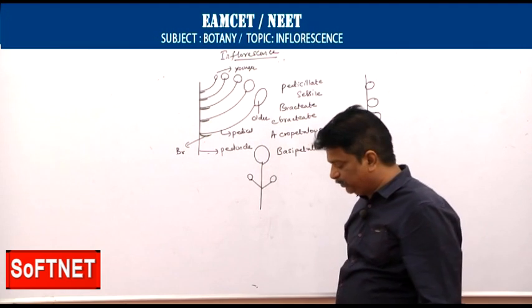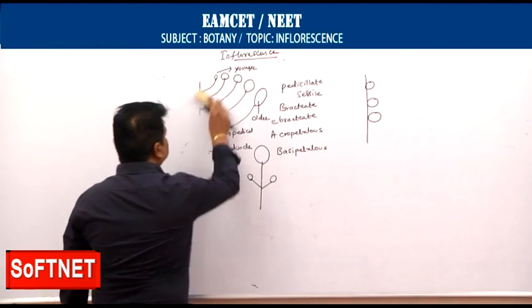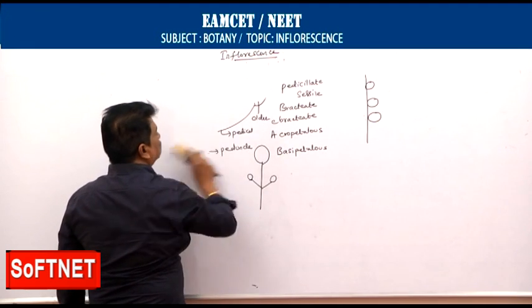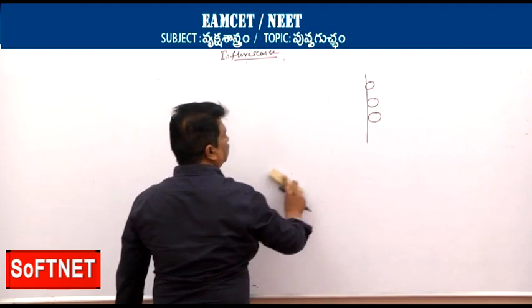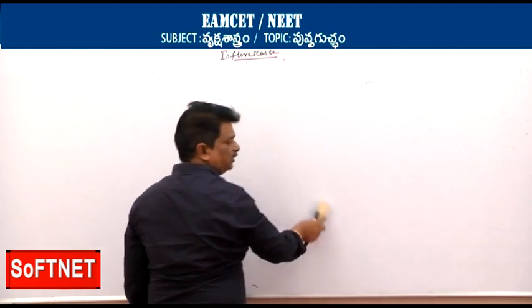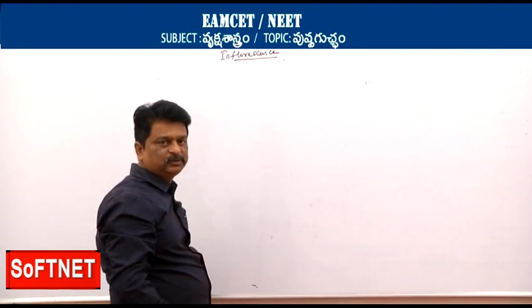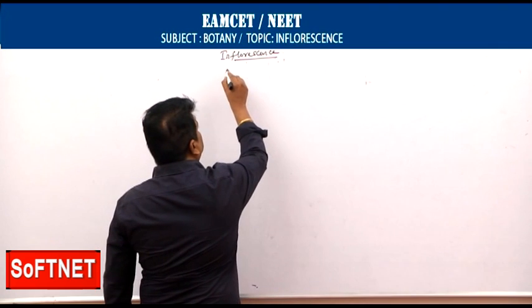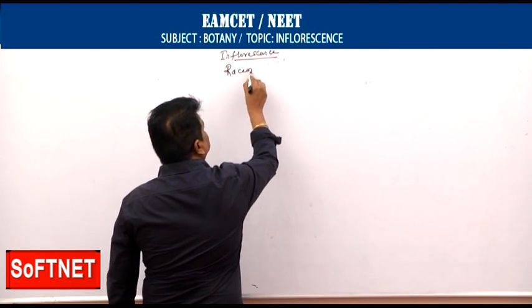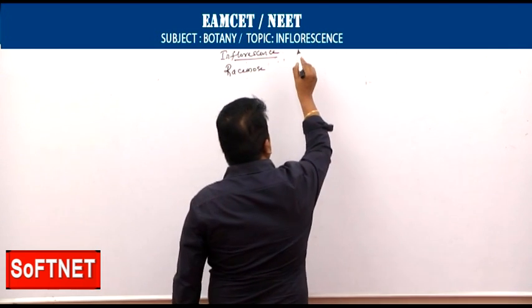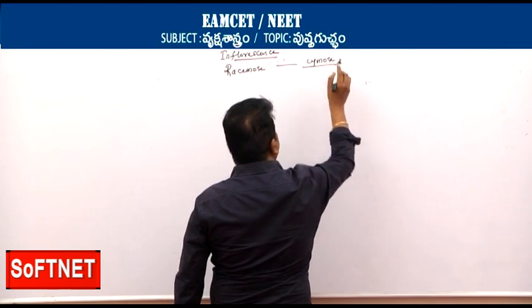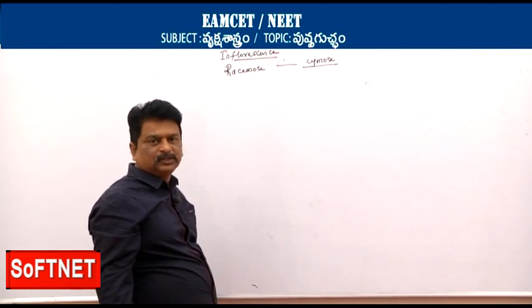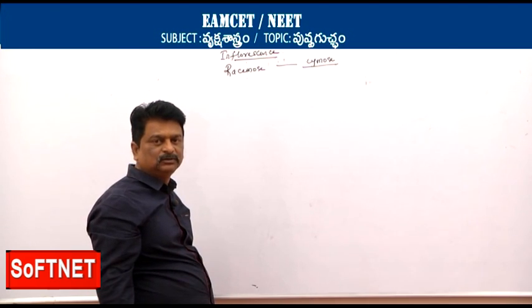Based on the growth pattern of the peduncle, inflorescence is divided into two main types. One is called racemose inflorescence and the second one is called cymose inflorescence. Racemose and cymose.